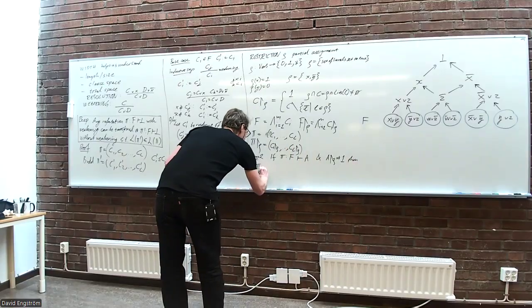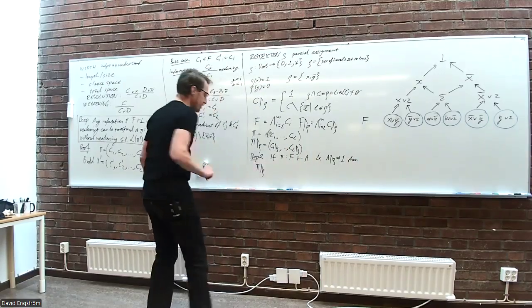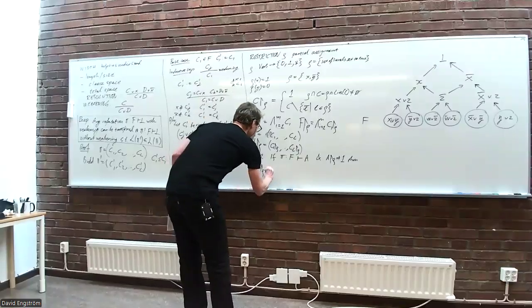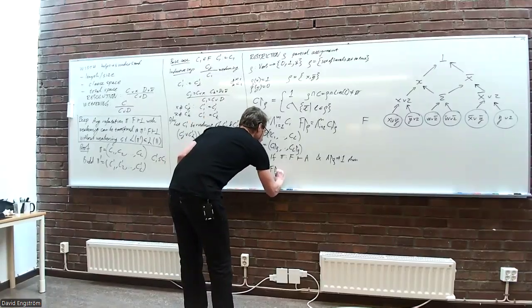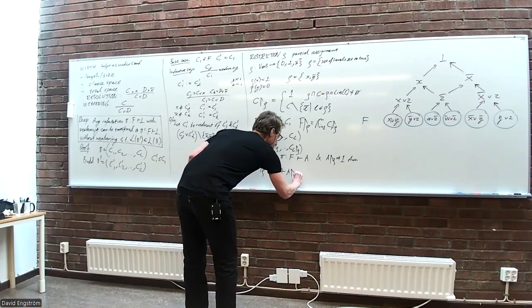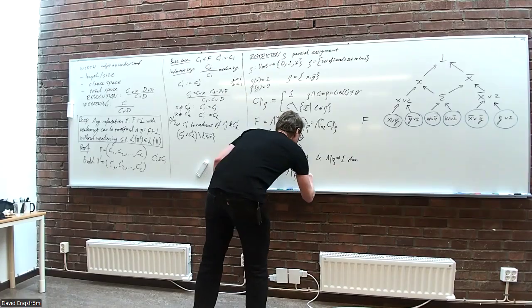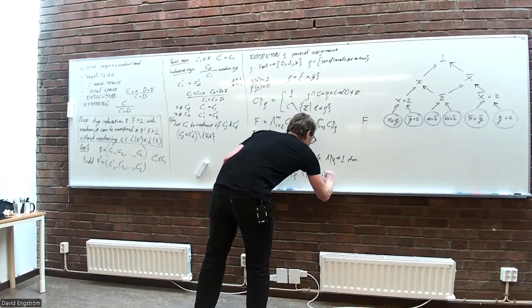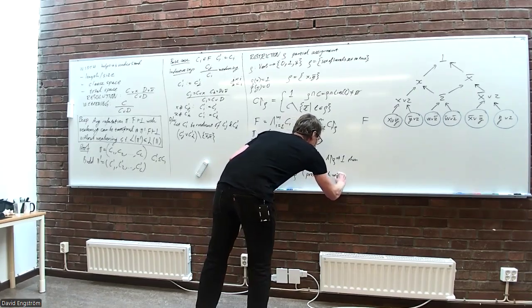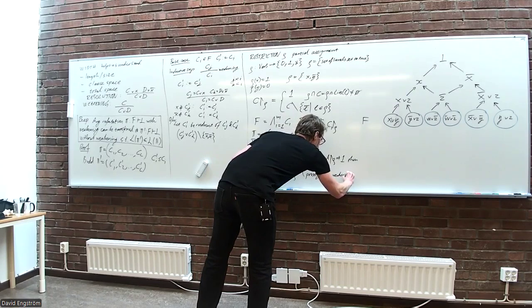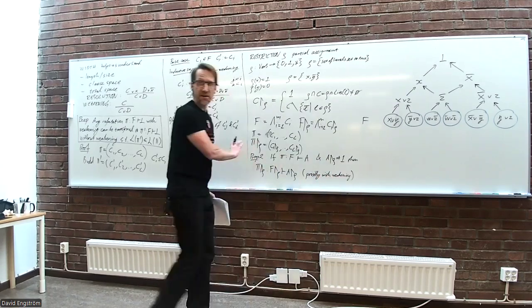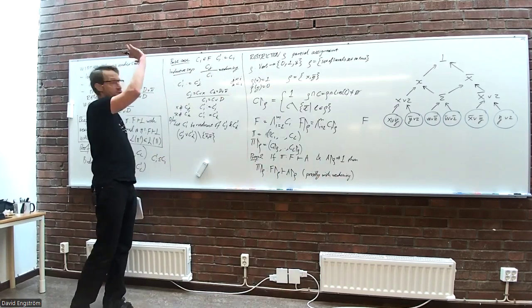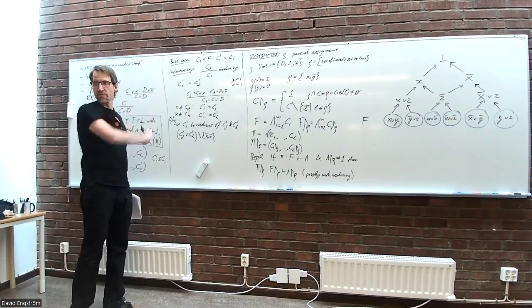Then I claim that if you just look at the sequence of clauses pi restricted by rho, then that is a valid resolution derivation from f restricted by rho of A restricted by rho, possibly with weakening. This I'm not going to prove, but you do this kind of proof.